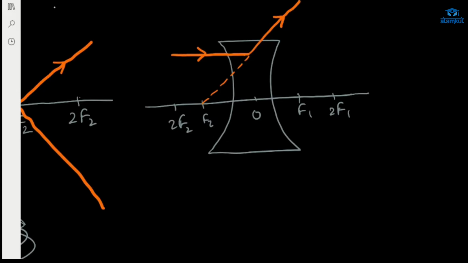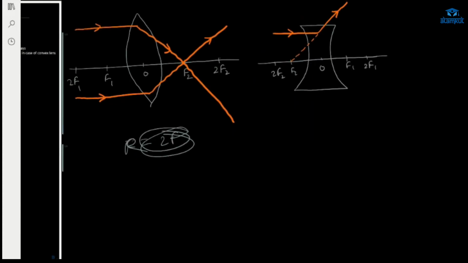So the ray that is coming parallel to the principal axis, after refraction, will appear to come towards the focus, but actually it will get diverted. If we join the line towards the back side, it will appear that it's coming towards the focus. Okay, fine. Is it fine or not?